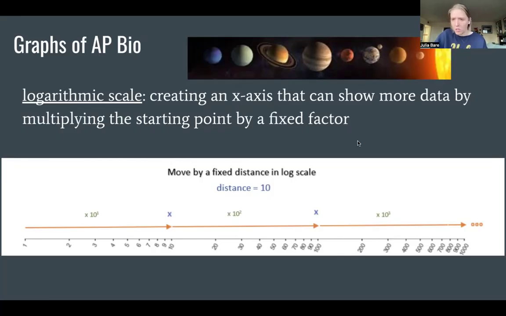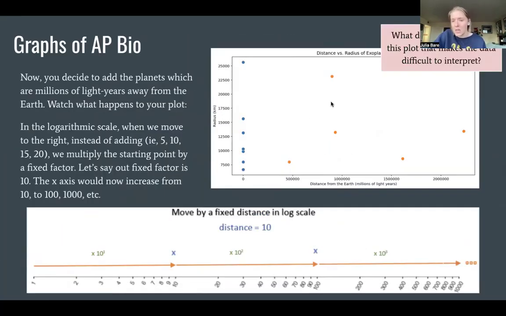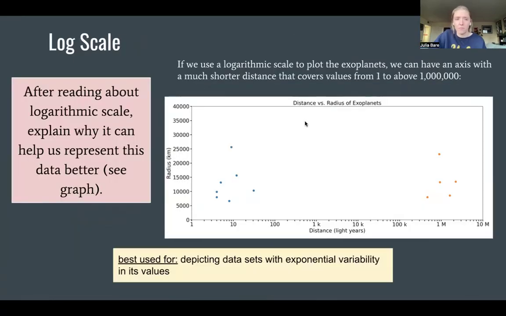Well, check out what happens if I take this data and I now plot it on a logarithmic scale. Check out what happened. Now I can show both. I can show the small planets and their distance in light years from Earth. And I can show the large planets and their distance in light years from Earth. And I can show them both on the same graph by showing a logarithmic scale.